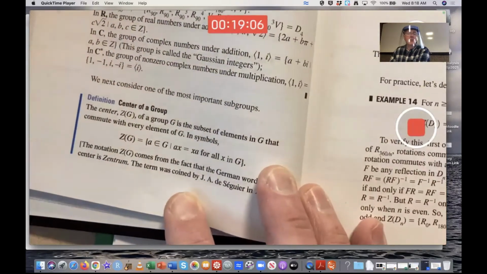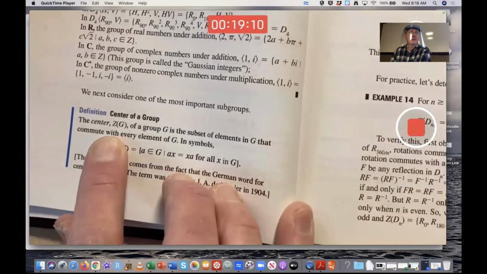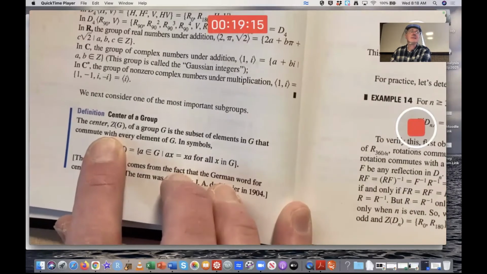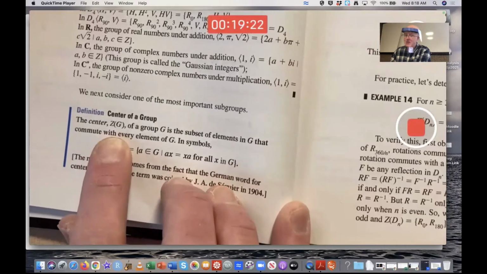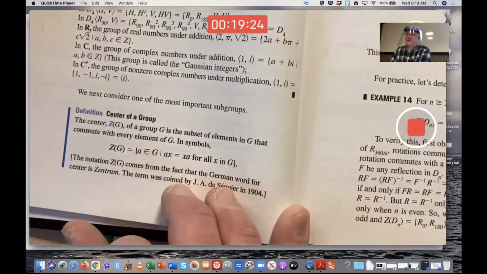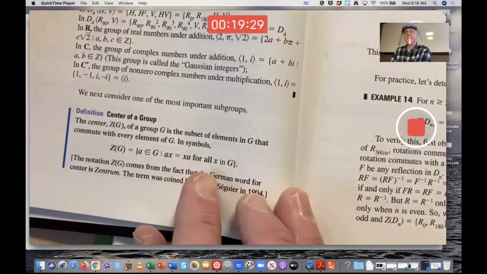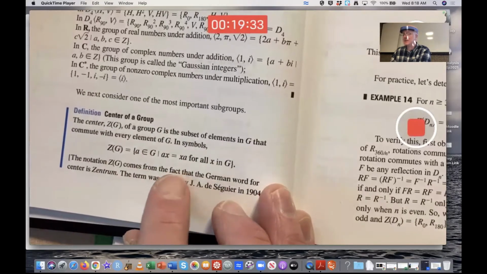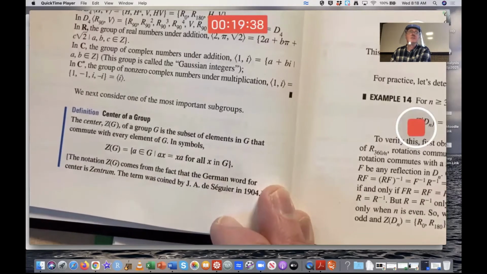All right, the center of a group is different than what we talked about the other day. We were talking about centralizers of elements, C of A. They're different concepts, though they're related. Z of G, the center of a group, is the set of all elements of the group that commute with every other element of the group. Set of all A in G, so that A times X equals X times A for all X in G. They commute with everything else.